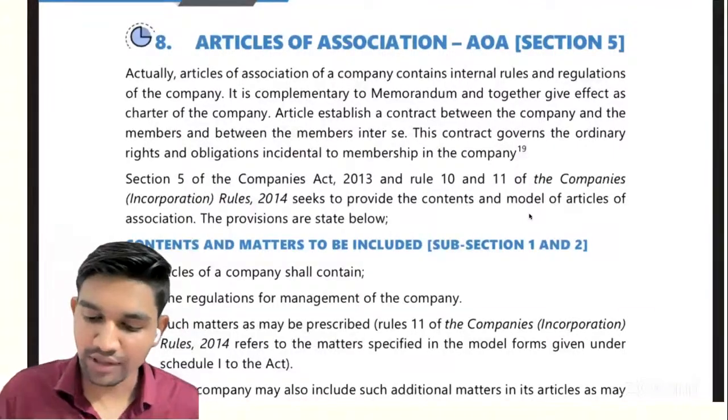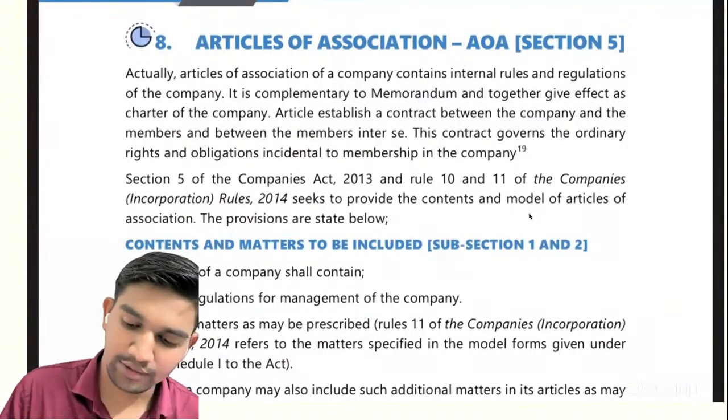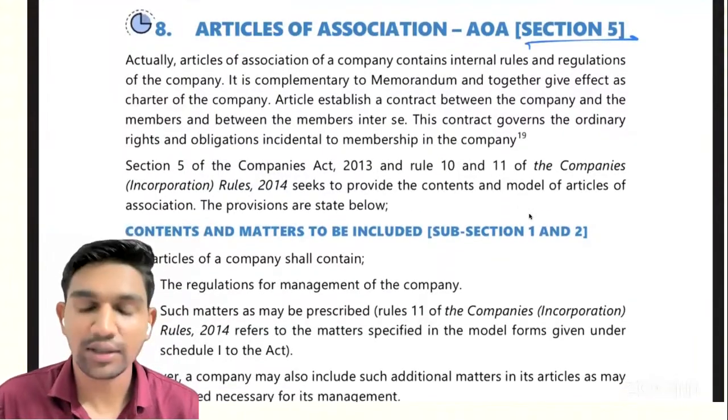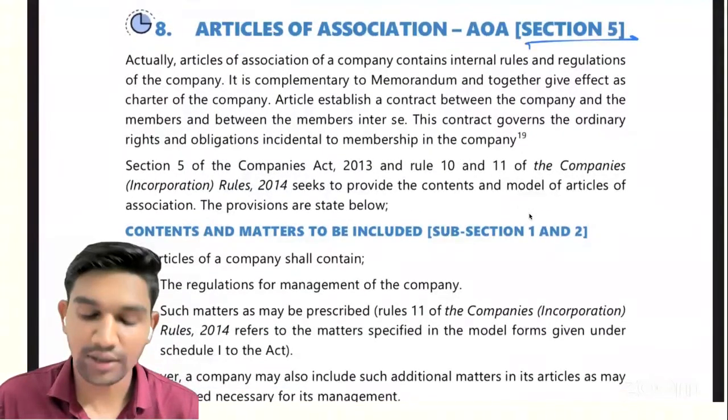Now we will start with section 5, Articles of Association. In this section, we will see AOA, actually Articles of Association, of the Companies Act 2013.